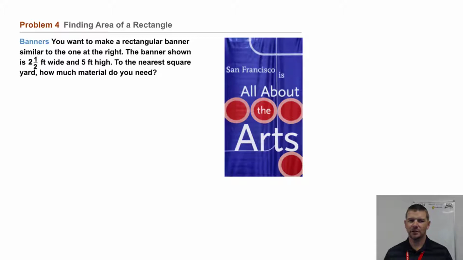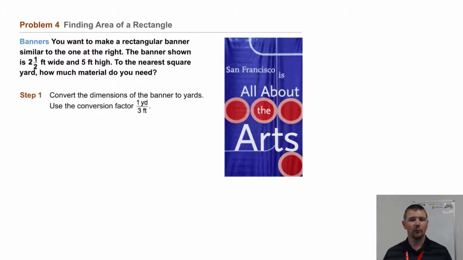Banners. You want to make a rectangular banner similar to the one at the right. The banner shown is 2.5 feet wide and 5 feet high. To the nearest square yard, how much material do you need? Well, recall in the case of a rectangle, to find area, we multiply length times width, or sometimes we call it base times height. The problem with this scenario is that our length and width are given in feet, but we're asked to the nearest square yard, how much material do you need?